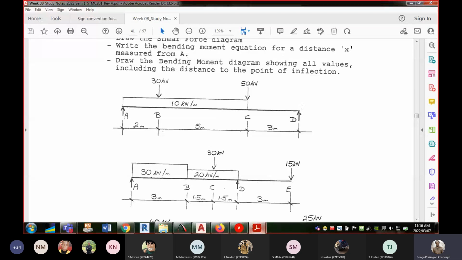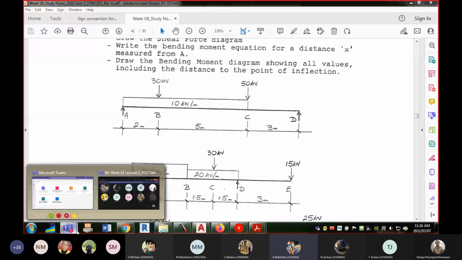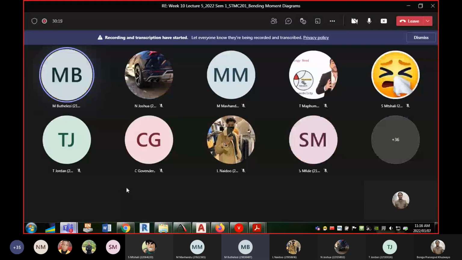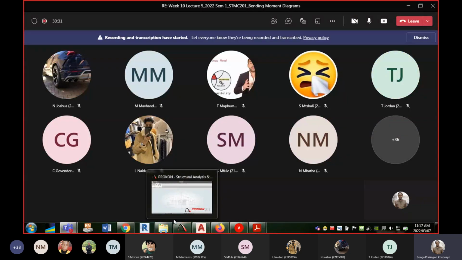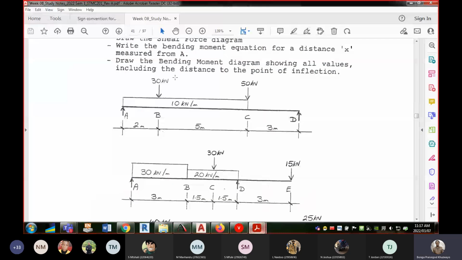So let's take MD, take the sum of the moments at node D, and look at the left-hand side of node D. My apologies about that. It wasn't me. Right, let's continue. I'm going to go to node D, and then at node D.